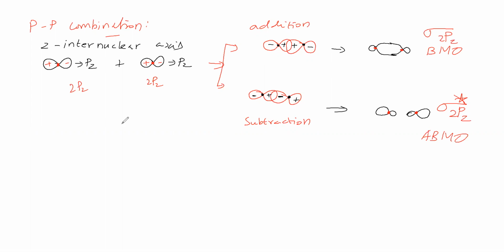So two 2pz atomic orbitals on linear combination give one sigma 2pz and another sigma star 2pz, two molecular orbitals. Now pz will undergo linear combination with another pz only, not with px or py. That means same symmetry should be there, same energy should be there, and overlapping extent also should be high.